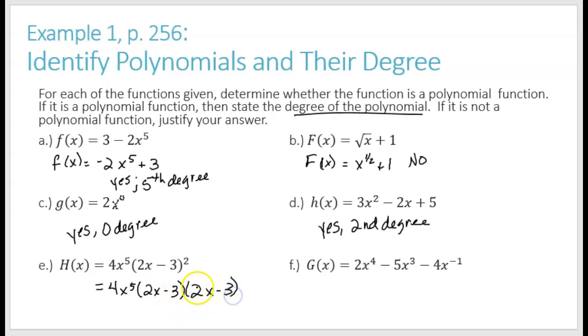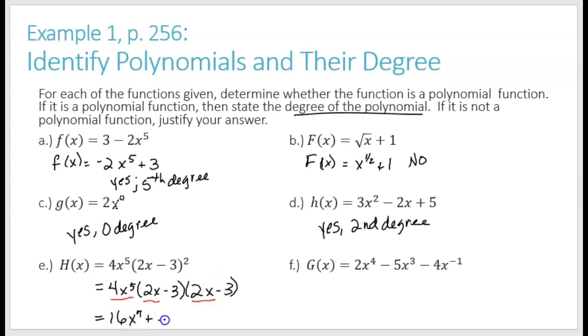Now, I could have you completely FOIL (2x - 3)(2x - 3) and then multiply through with the distributive property by the 4x to the fifth power. But the shortcut is, how do I get that highest degree term, the leading term? Well, if I multiply this times this times this, that gives me the highest degree term. So 4 times 2 times 2, that's basically 4 times 4, or 16, and then x to the fifth times another x is x to the sixth, times another x is x to the seventh.